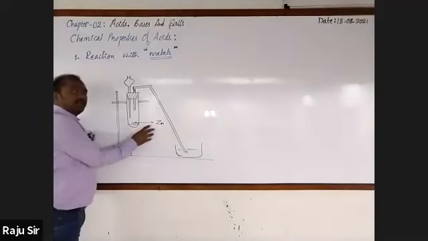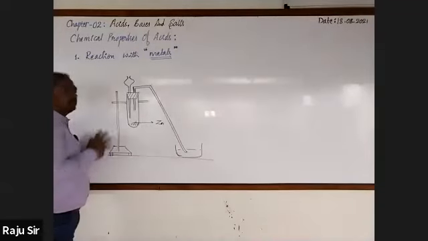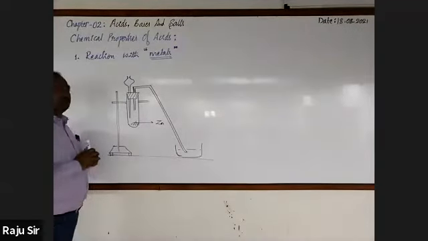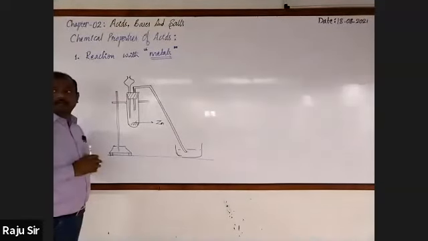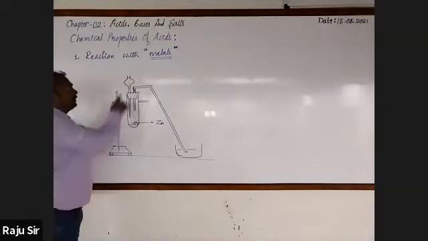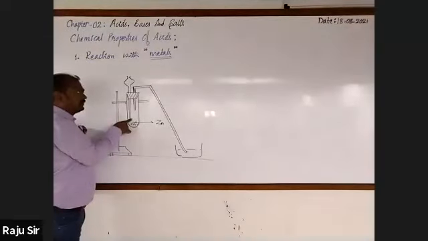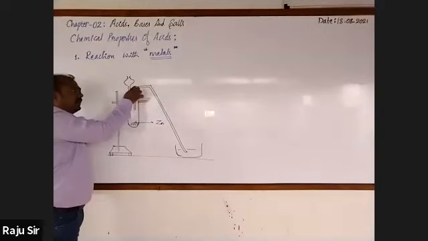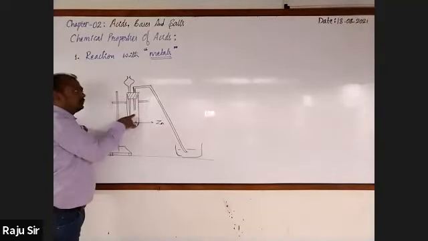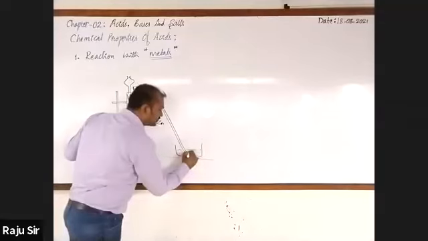take some zinc granules in a test tube, then fix it to the iron stand. Then close the mouth of the test tube with a 2-hole rubber cork. Next, insert a thistle funnel in one of the holes, then take a delivery tube, insert one of its ends into the rubber cork, then the other end into the beaker containing soap solution.